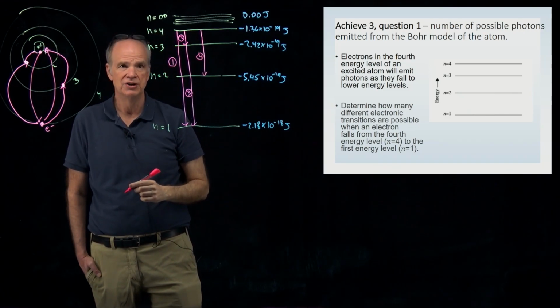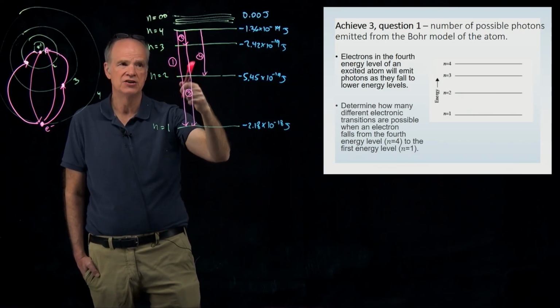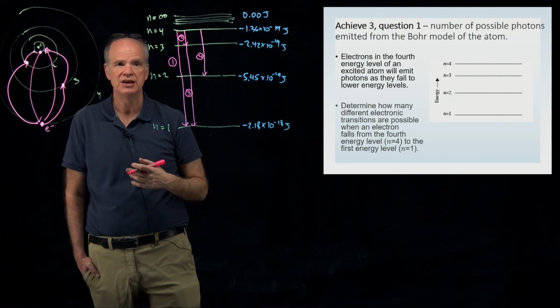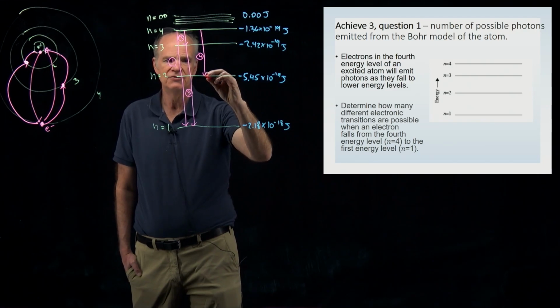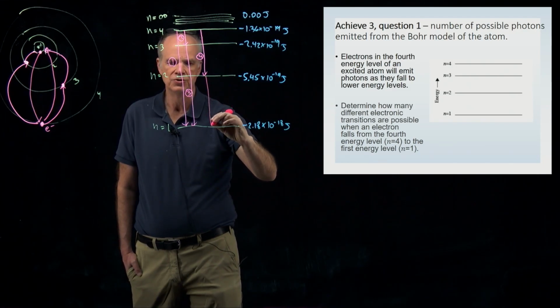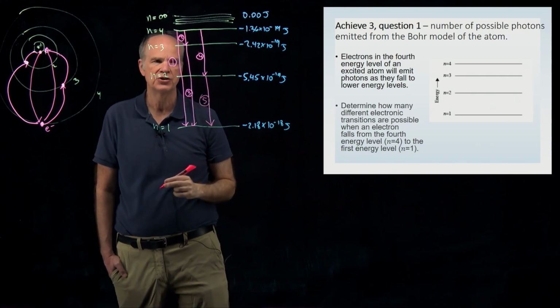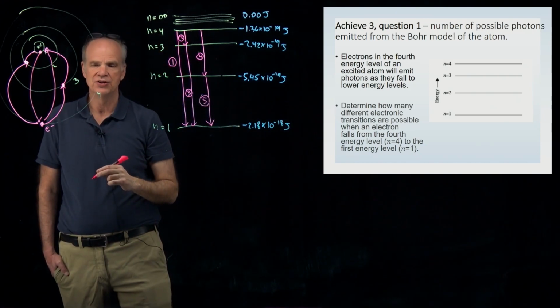That's going to be a different change of energy than all the rest and release a photon of a particular energy and a particular wavelength. And then we have this other transition from 2 to 1, which is new. That's going to release a photon of a particular wavelength. So the final possibility is this.